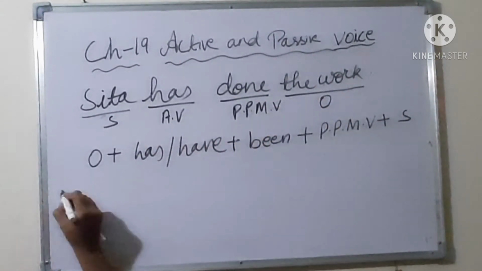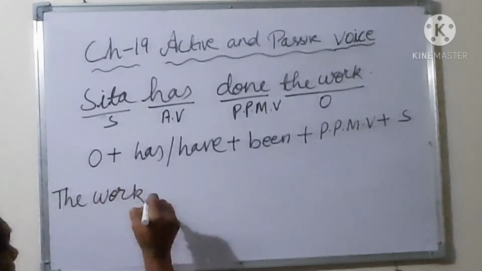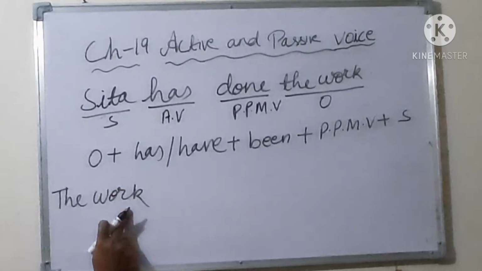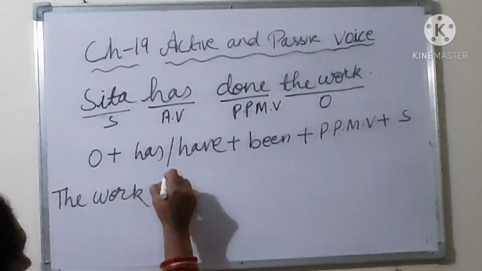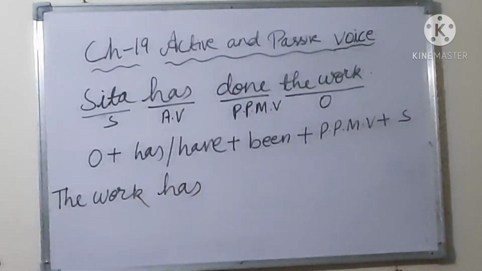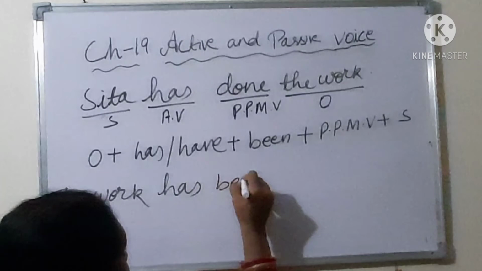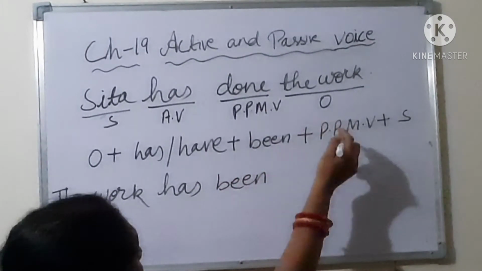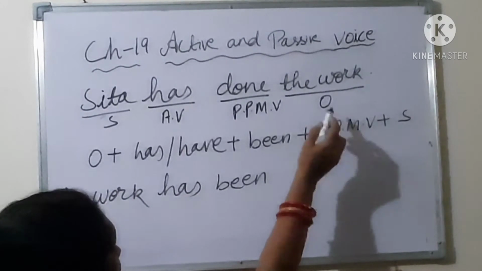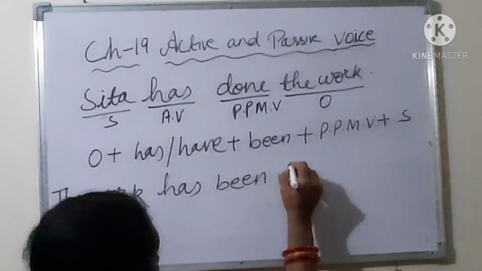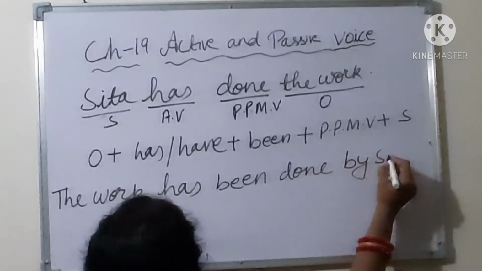So here the object will come first. The object is the work. Work is singular, so we have to take the help of the singular auxiliary verb has. The work has. Near has, what will we use? We will use been. Has been. Now the past participle form of the main verb do is done. Done by Sita.